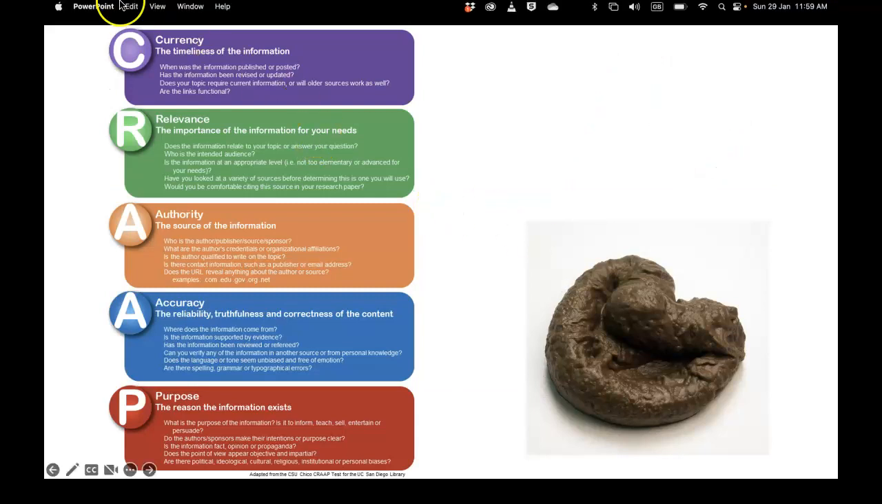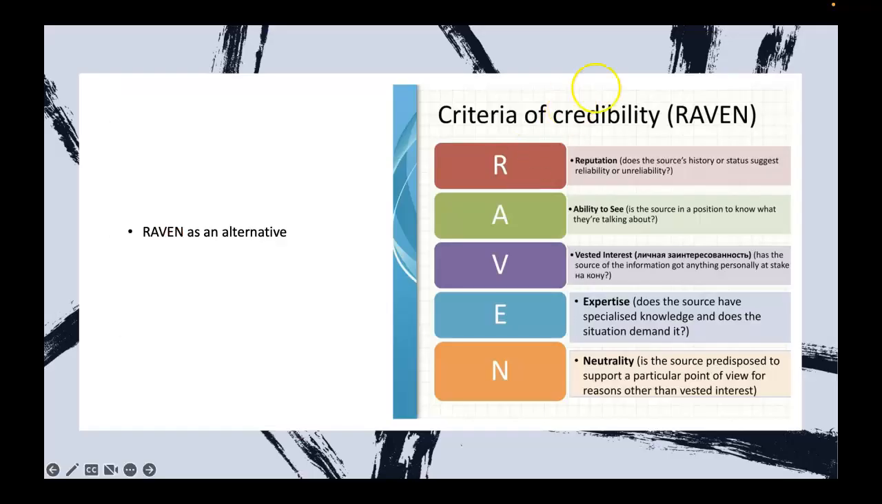Now, I remind you very quickly in terms of the CRAAP acronym, we have the currency, relevance, authority, accuracy, and purpose. This is one means of doing critical evaluation. Another that we looked at was RAVEN: reputation, ability to see, vested interest, that can be a very important one, expertise, which is very similar to authority, and neutrality. So that's a different variation.